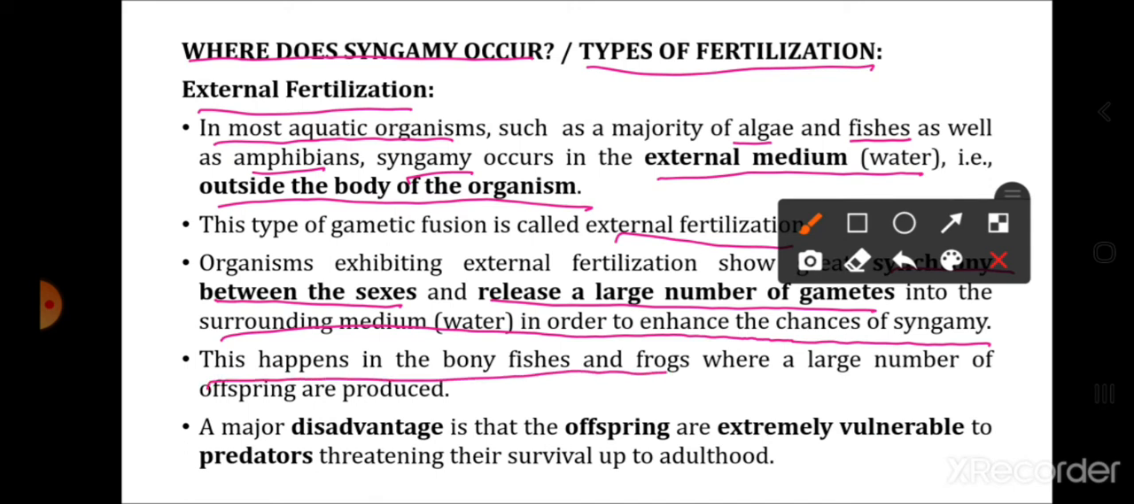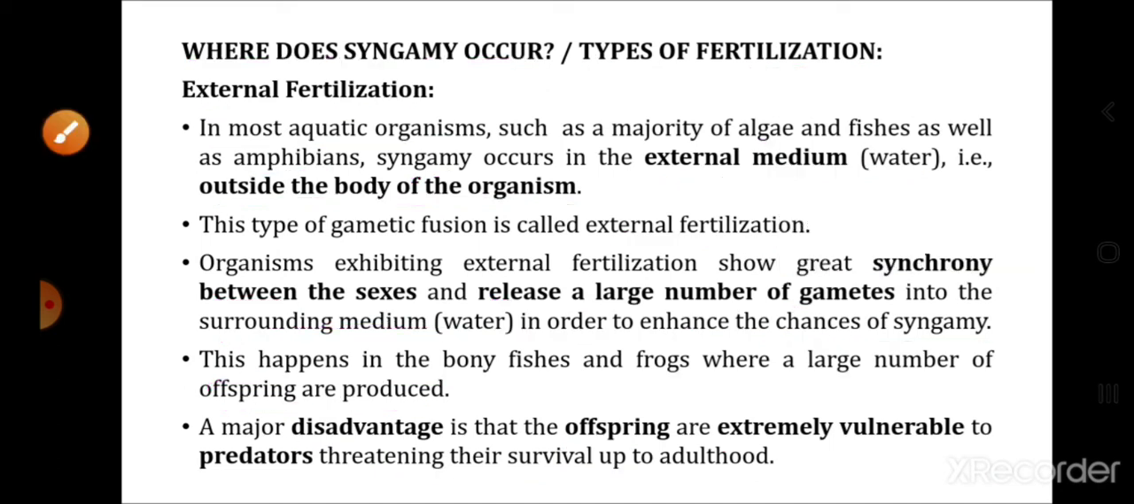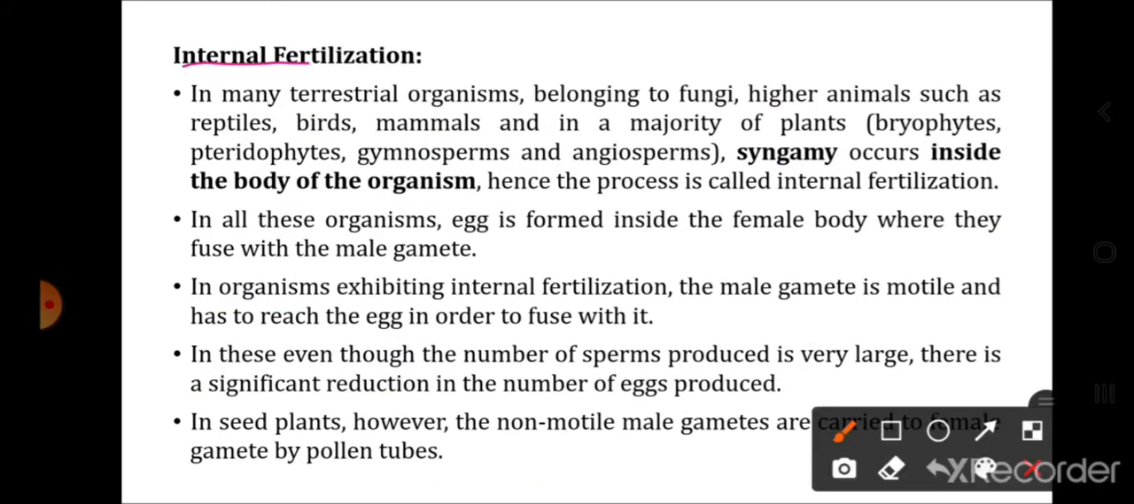This happens in bony fishes and frogs, where a large number of offsprings are produced. A major disadvantage is that the offsprings are extremely vulnerable to predators threatening their survival up to adulthood. As the fertilization is taking place outside the body of the female organism, in the water, their developmental chances are very less, because some predator organisms will eat them. Clear? Now, internal fertilization.